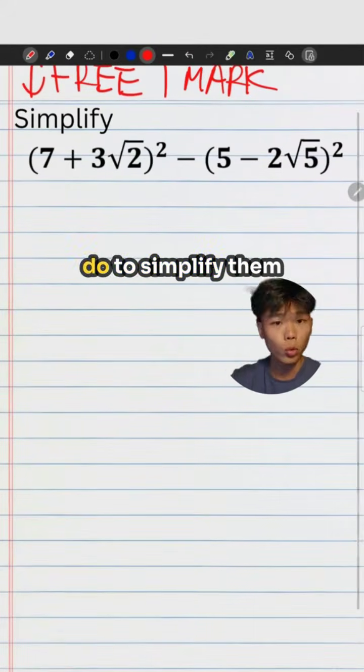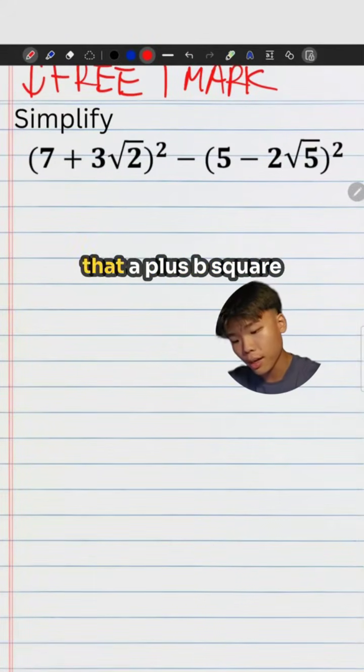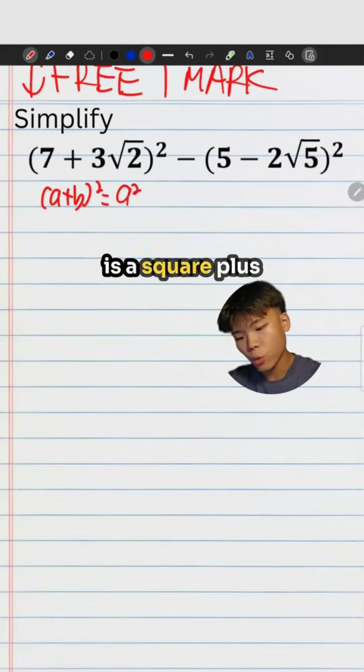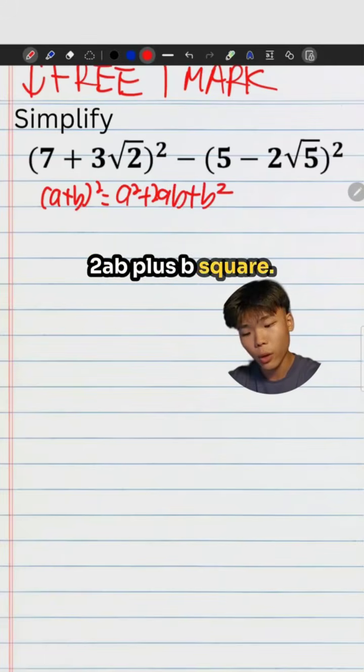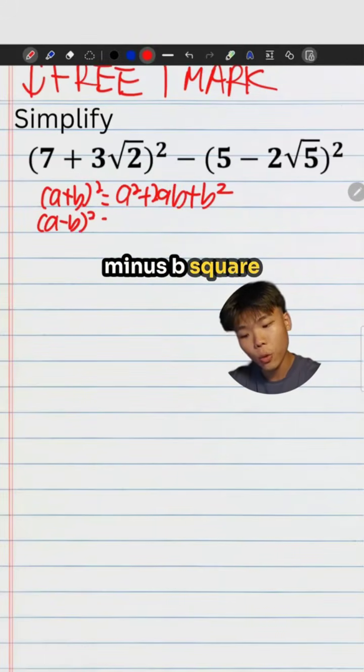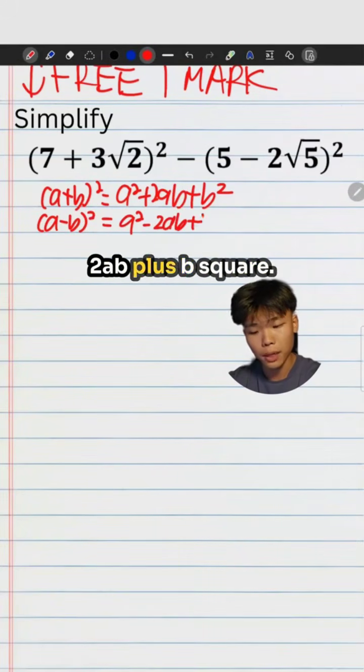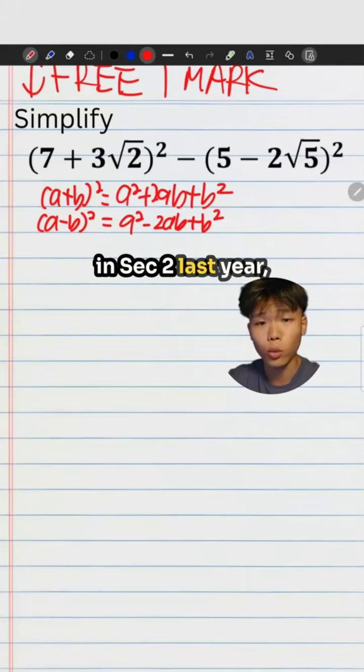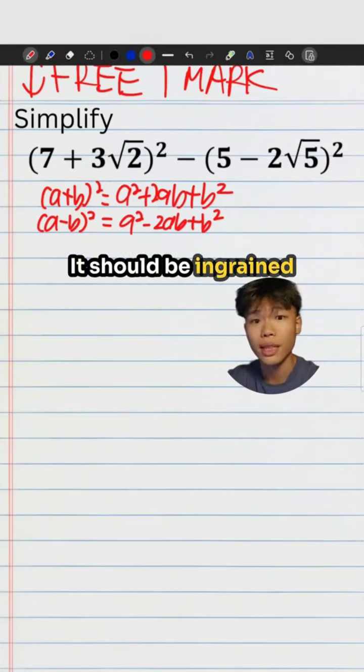And all we need to do to simplify them is just to remember that (a plus b) squared is a squared plus 2ab plus b squared. Likewise, (a minus b) squared is a squared minus 2ab plus b squared. This is something that you learned in Sec 2 last year, and by the time you come to Sec 3, this should be muscle memory already. It should be ingrained in your mind already.